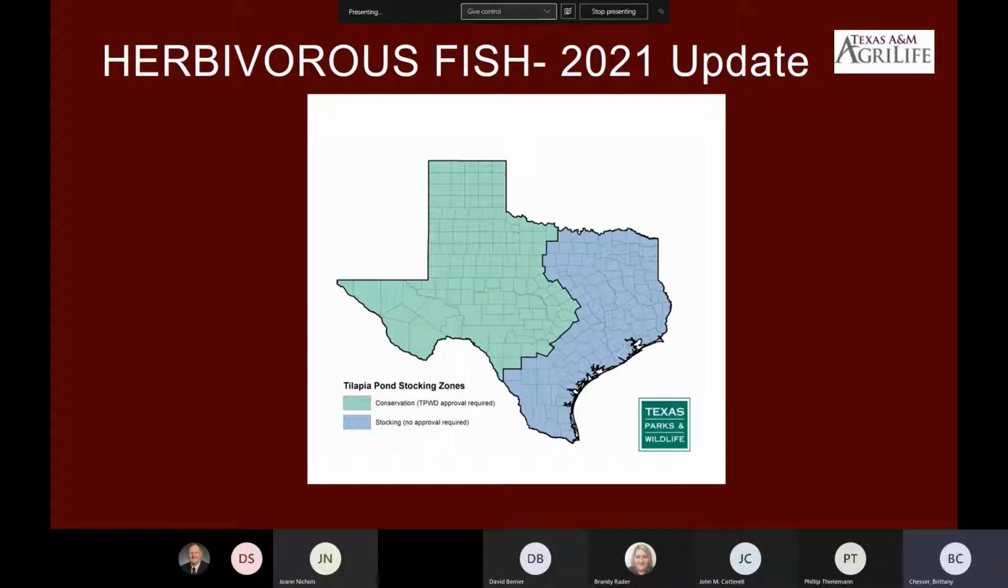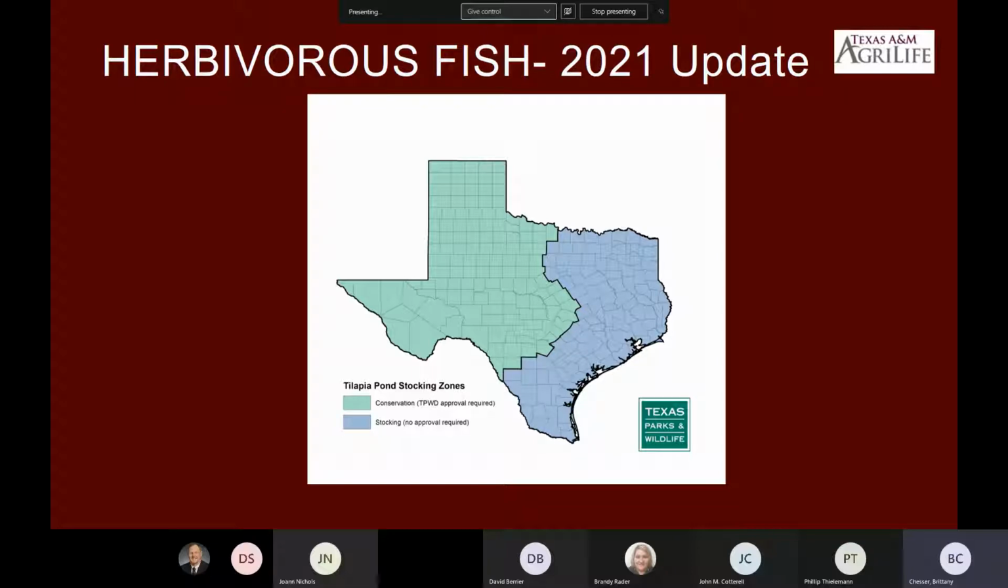If you're in the conservation zone, or if you know someone in the conservation zone, you can obtain a permit by completing a form on Texas Parks and Wildlife Department website. And another thing in terms of the new updates is that they're not just limiting stocking of Mozambique tilapia now.